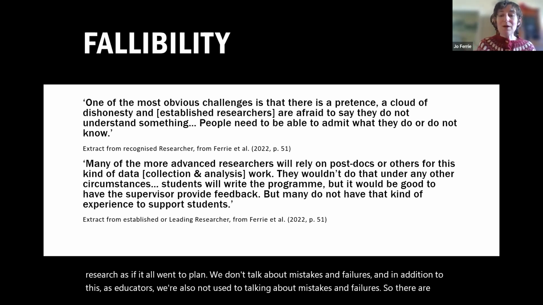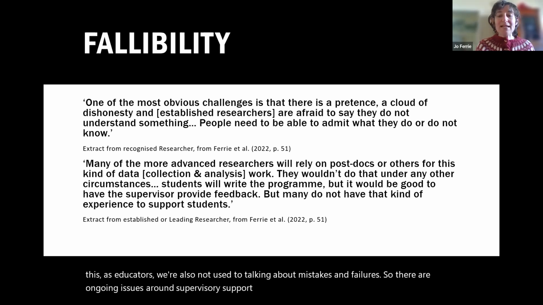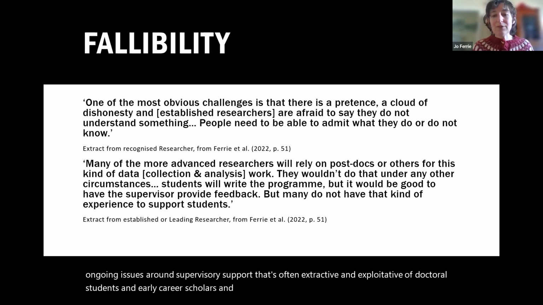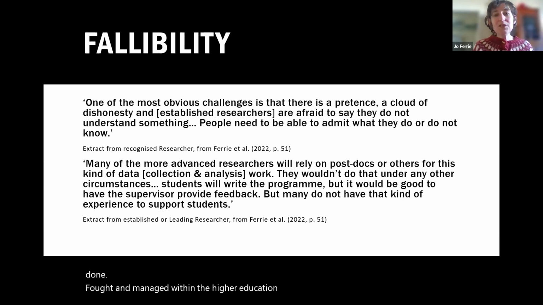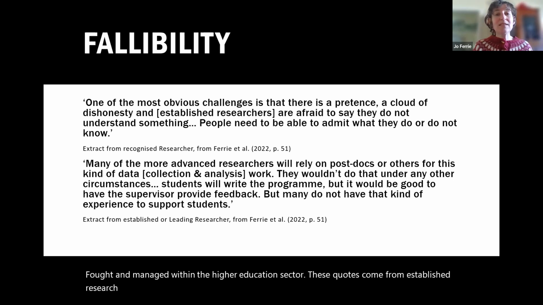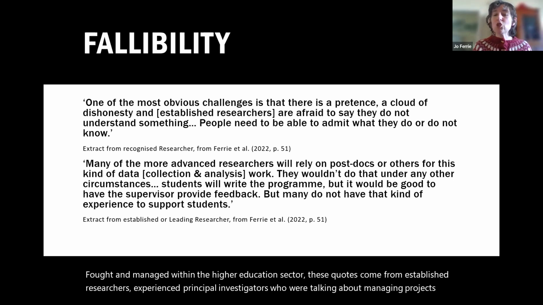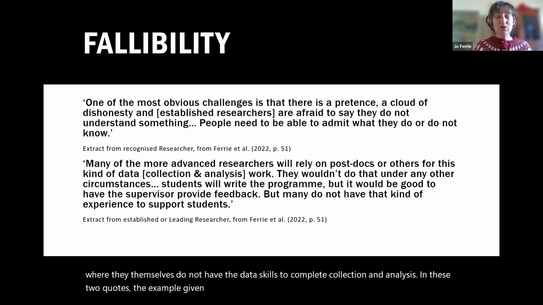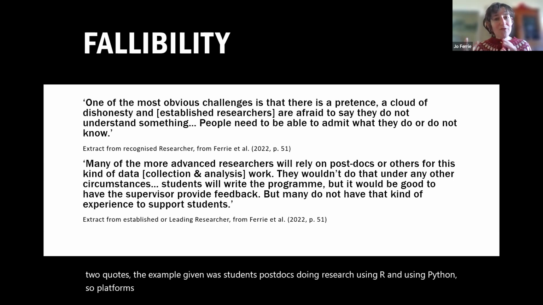So there are ongoing issues around supervisory support that's often extractive and exploitative of doctoral students and early career scholars, and this has long-lasting ramifications for how research is done, taught, and managed within the higher education sector. These quotes come from established researchers, experienced principal investigators, who are talking about managing projects where they themselves do not have the data skills to complete collection and analysis. In these two quotes, the example given was students, postdocs doing research using R and using Python. So platforms and software that have fairly recently become part of our toolkit.